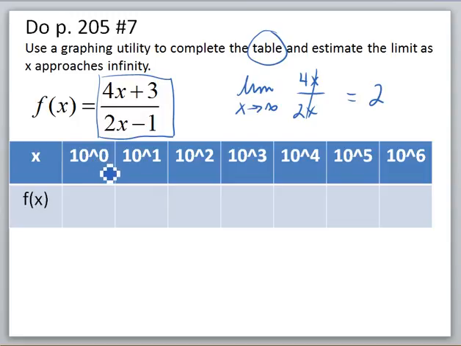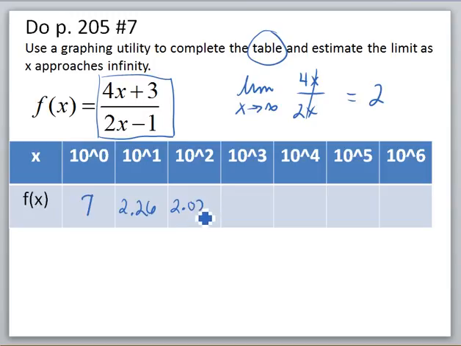10 to the 0 power is really a 1. So if I was to put 1 in here, I can do that in my head. I'd end up getting 7 on top and 1 on the bottom, which would give me a 7. But the rest of these, if you just use that table function, you can pause this video and do that. Put this in for your y equals, hit the table button, and ask it all of these questions. 10 to the first, 10 to the second, 10 to the third, 10 to the fourth. This is going to infinity. See what number it approaches.